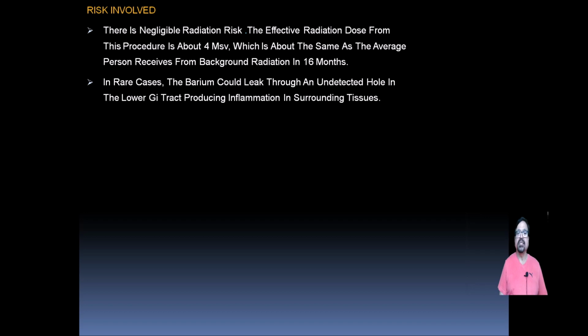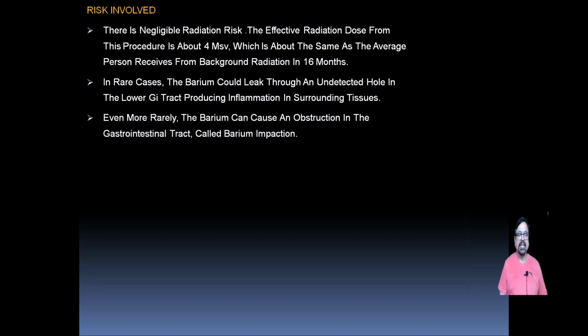Let's see how much radiation really is given during the barium enema examination and how much we are really receiving routinely without doing anything. Now, the effective radiation dose from the procedure is about 4 mSv, which is about the same as the average person receives from background radiation in 16 months. Now, in a rare case the barium could leak through undetected holes in the lower GI tract, producing inflammation in the surrounding tissues. Even more rarely, the barium can cause obstruction in the gastrointestinal tract, called barium impaction.